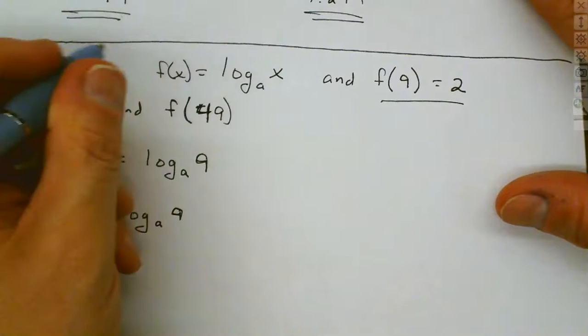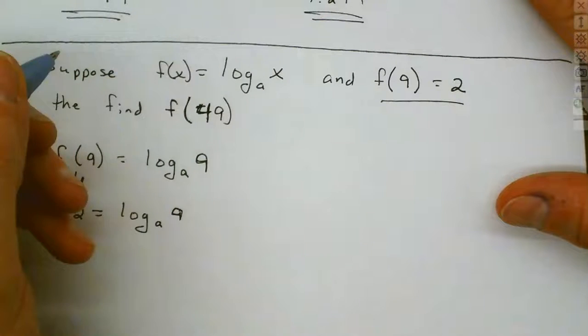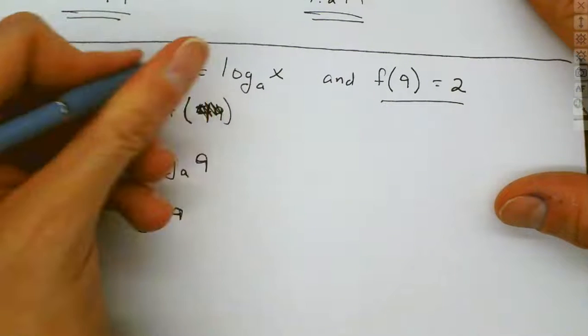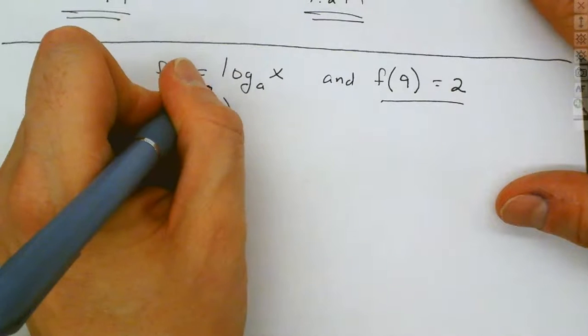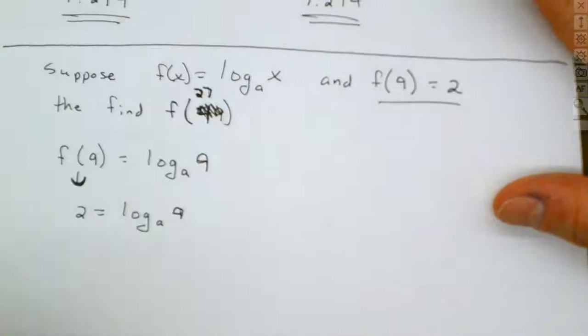And let's not do 49. Let me come up with a good cube. Let's make this 27. That way it'll come out to a good cube. I have to make these up because they're not in your textbook. But let's use 27 instead of 49. Sorry about that. 27 is a good cube.